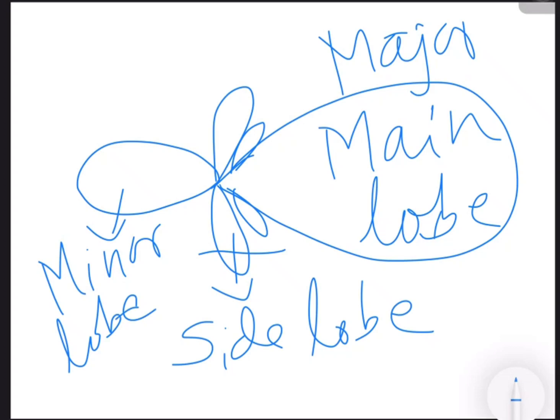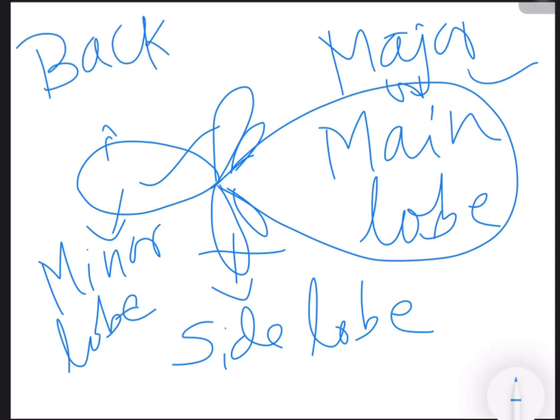So a radiation pattern consists of three lobes: the major lobe, the minor lobe, and the side lobe. I can also call the major lobe the main lobe, and I can also call the minor lobe the back lobe. So these are the three lobes present in the radiation pattern of an antenna.